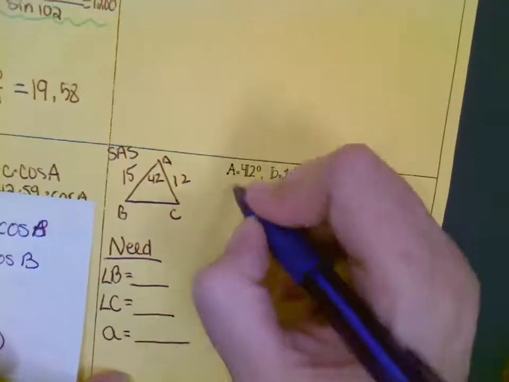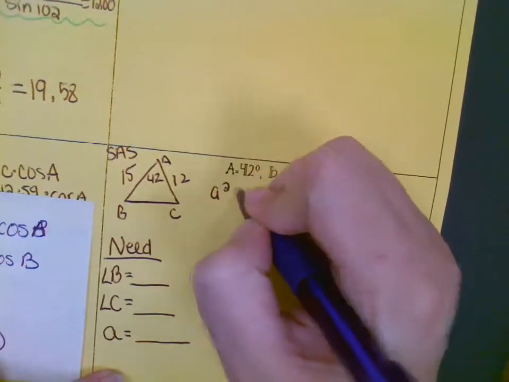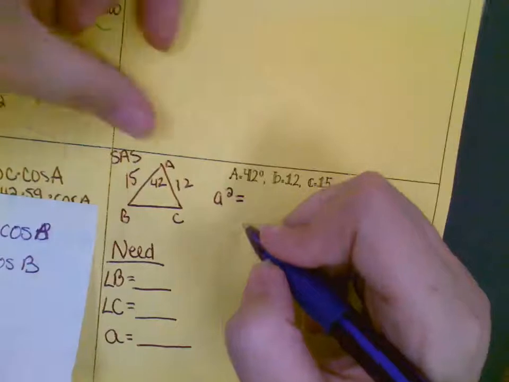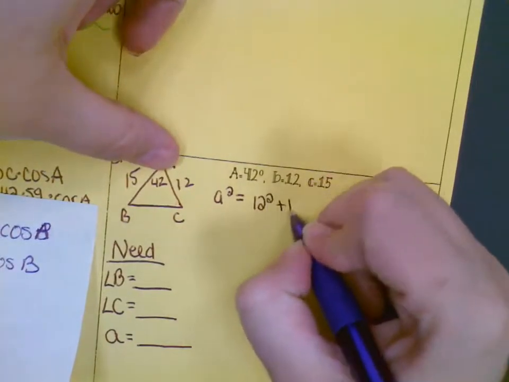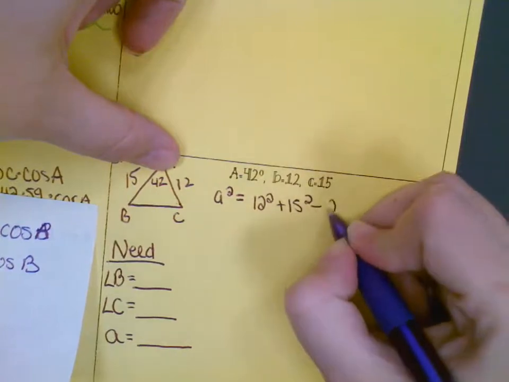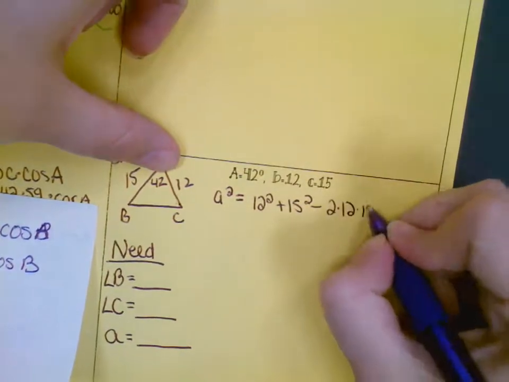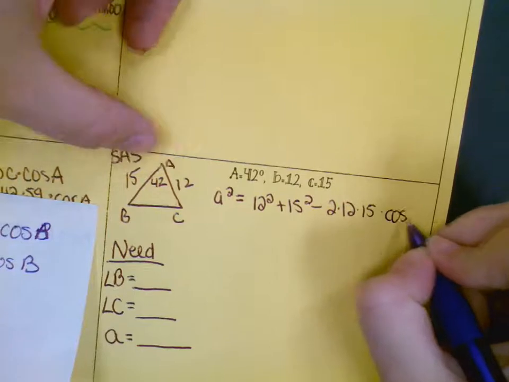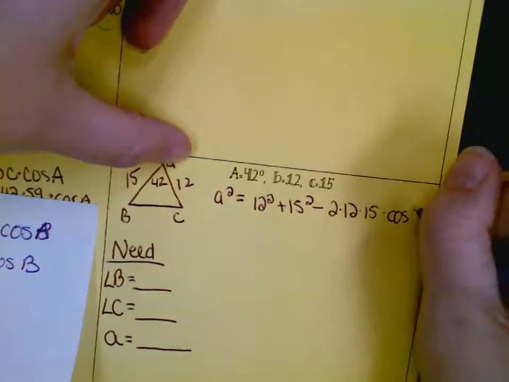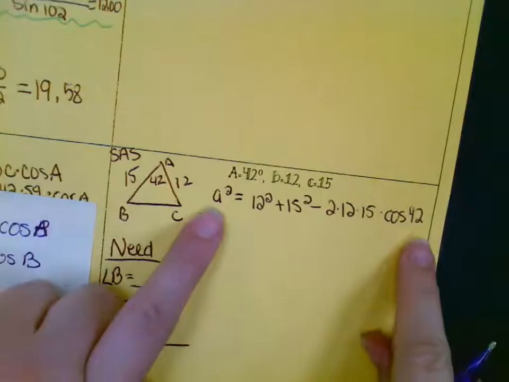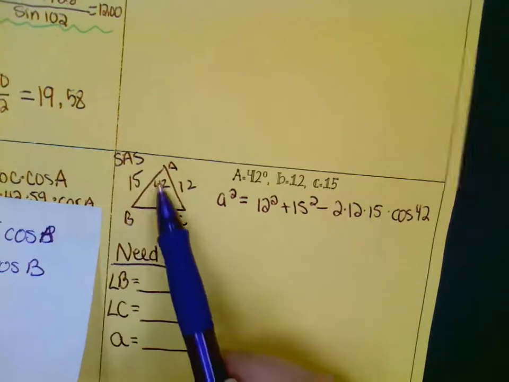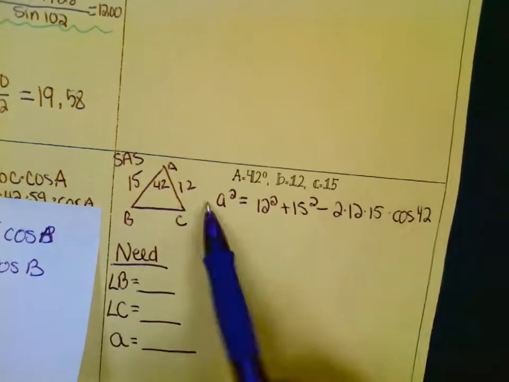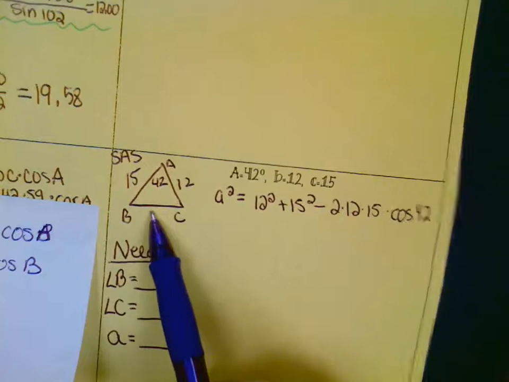So if I'm looking for A, I'm going to put it on the left side of the equal sign, and then I put the other two squared. So 12 squared plus 15 squared minus 2 times them times the cosine of angle A. So that's 42. Remember, those match. The reason we used law of cosines is because it was side angle side, but that's because we can make those match to solve and find A. That's why I'm finding this one first.